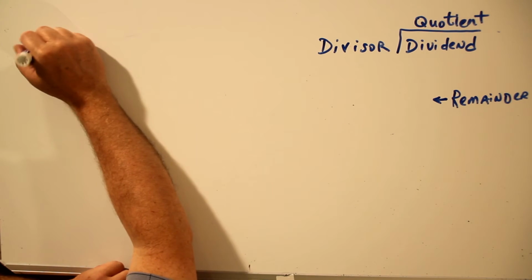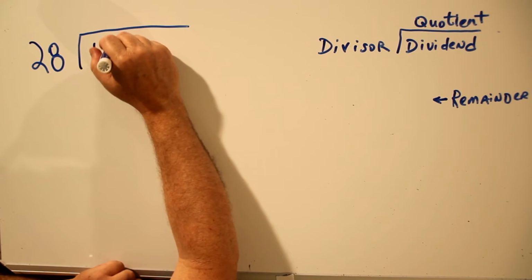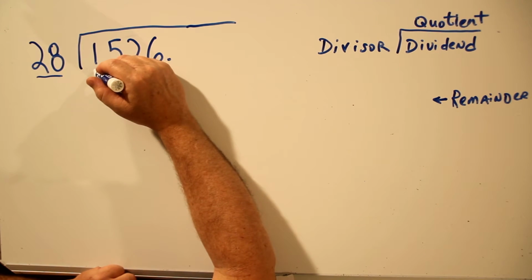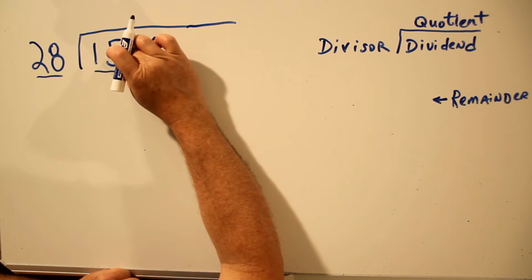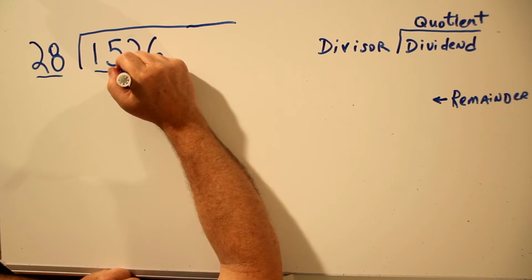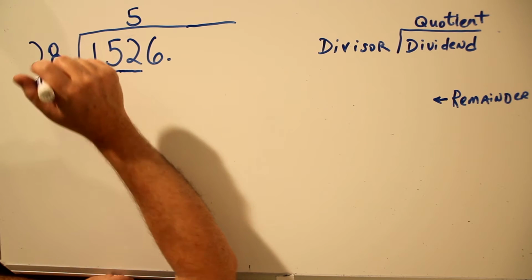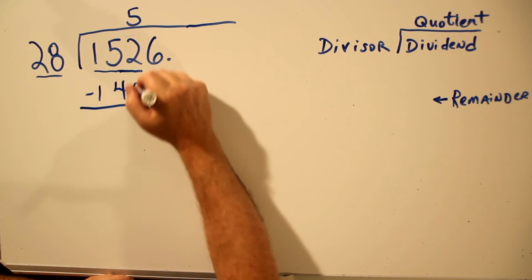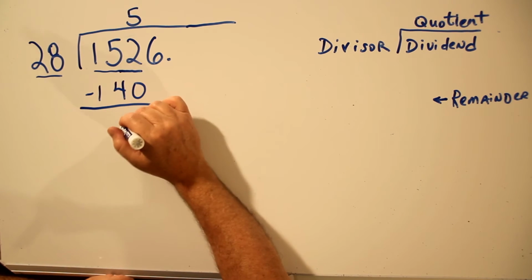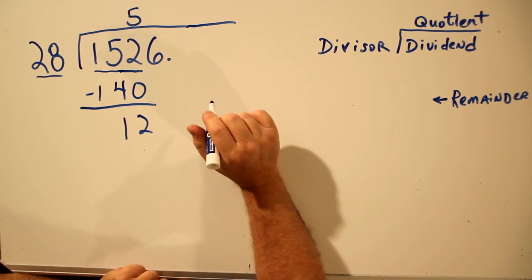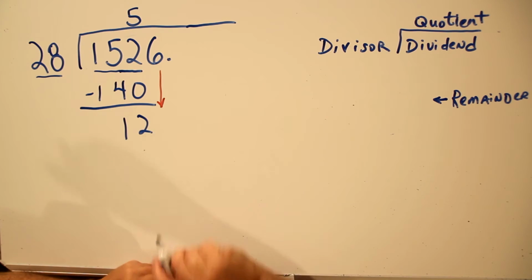Let's divide 28 into 1,526. We'll start by both digits of the divisor dividing into 15. Well, 28 doesn't go into 15, so we'll have to include 3 digits. 28 goes into 152 5 times. 5 times 28 is 140. 2 minus 0 is 2. 5 minus 4 is 1. So 12 is smaller than 28, so we know we have the right number on top. We'll bring down the 6.